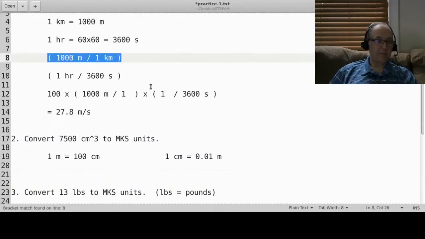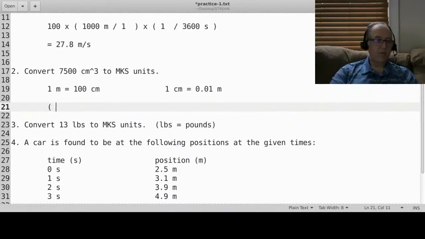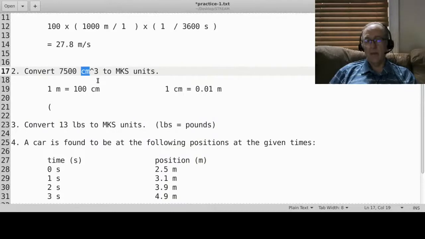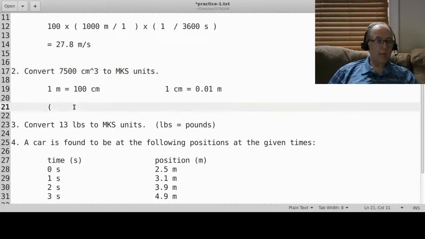Just like we did up here, we want to form a fraction that's equal to 1. And so over here, how are we going to do this? Well, the centimeters here, there's nothing in the denominator. It's all numerator here. So that centimeters is in the numerator, okay? So we want the centimeters in the denominator. Here, I won't put the numbers in like that.